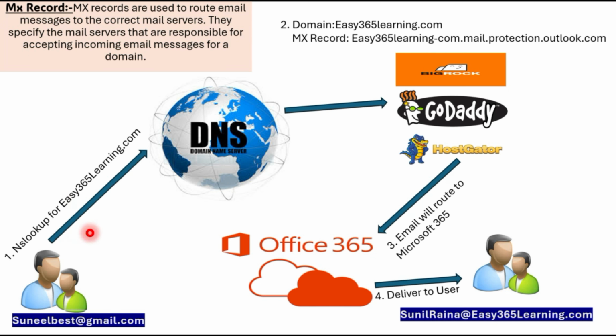During the email delivery phase, it will do a lookup for the domain easy365learning.com based on the recipient email address and will send a query to the global DNS server. And based on the domain name, the global DNS server will figure out that the public domain for this is GoDaddy, HostGator, or BigRock, and accordingly will send a query to them. Once the query reaches the DNS registrar, it will come to know that the MX record for this particular domain is pointing to Office 365 and will accordingly route the email to Microsoft 365, and eventually the email will get delivered to the Office 365 user. So that's how the MX record helps in delivering the email to the correct mail server.